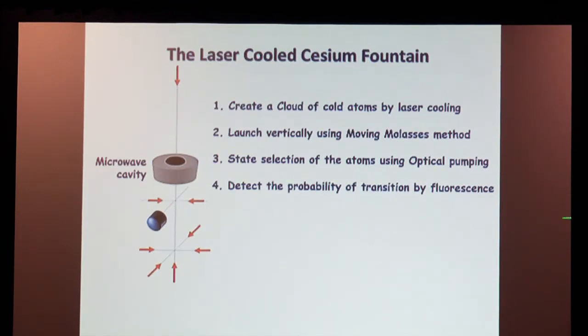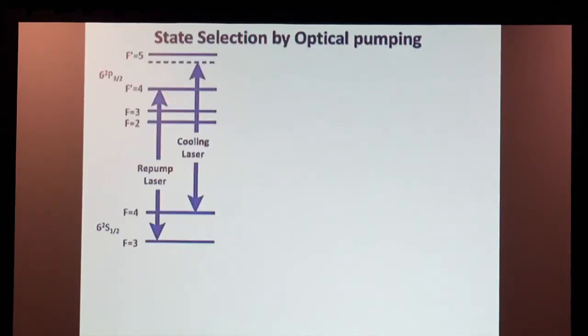So the state selection I'm going to discuss is done by using optical pumping, and we detect the atoms not by making ions and detecting the ion current. We make use of detection by fluorescence. So, state selection by optical pumping.